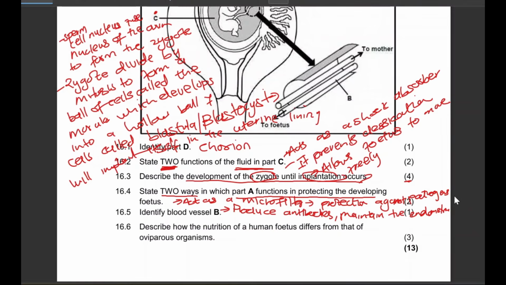We need to identify blood vessel B. There is blood vessel B. So blood vessel B is transporting blood from the mother to the fetus. We can see from the arrows, it's saying mother this side and there's a fetus this side. So this particular one, which is B, will obviously be transporting all the good stuff. So that is oxygenated blood together with nutrients from the mother to the fetus. That will be the umbilical vein.